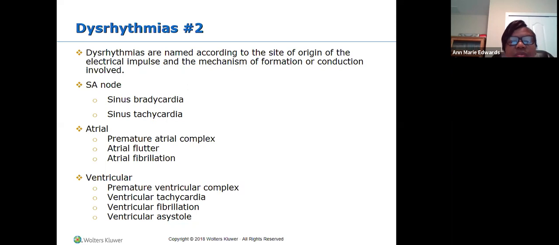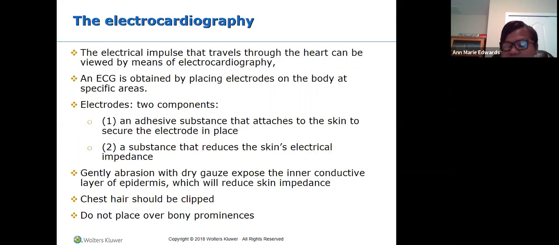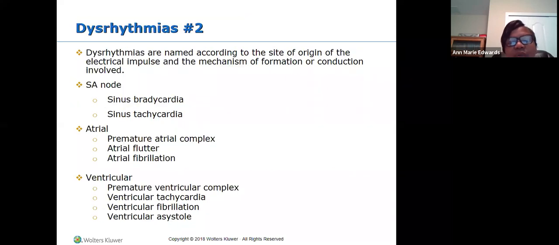Atrial rhythms, you may have premature atrial complex, atrial flutter, atrial fibrillation. And your ventricular rhythms: premature ventricular complex, ventricular tachycardia, ventricular fibrillation, ventricular asystole. And also, I must say, we do have other rhythms that fall under premature ventricular complexes, like your ventricular trigeminy, ventricular bigeminy, okay? And also your torsades de pointes, which we'll look at a little later.